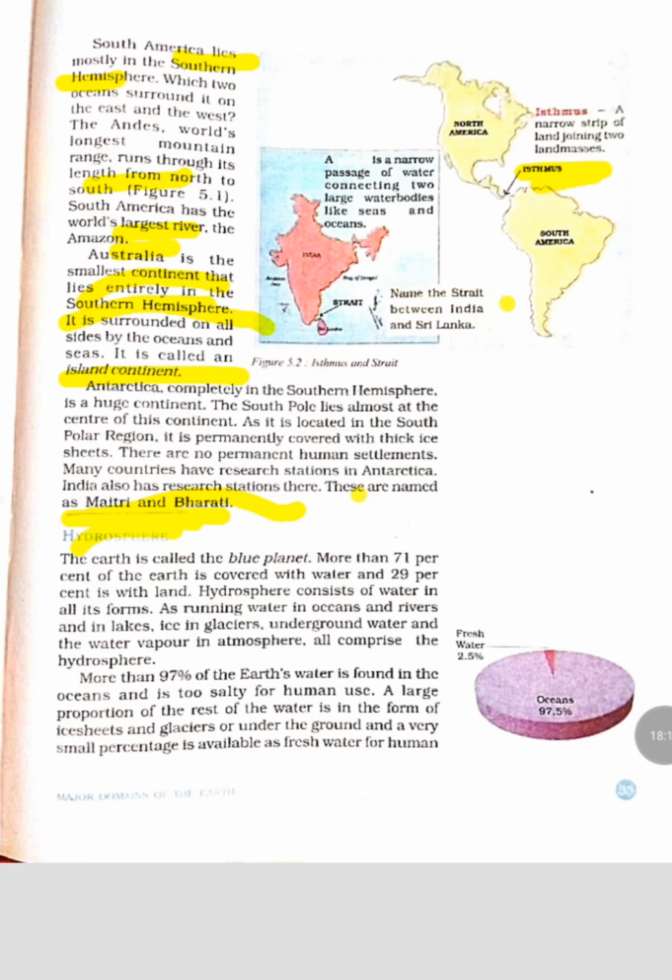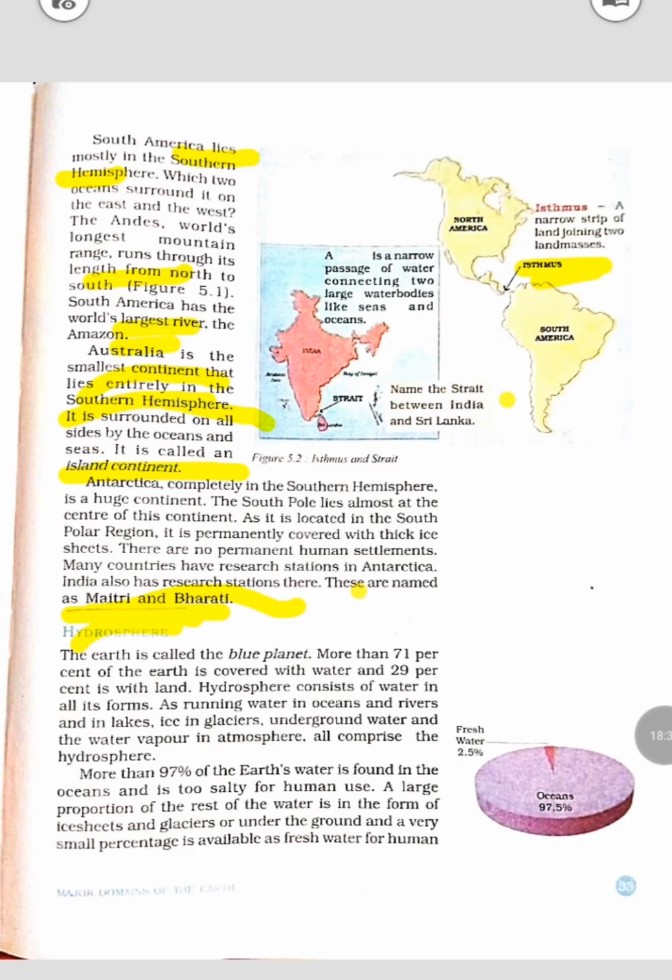More than 97% of the earth's water is found in the ocean. It is too salty for human use. A large proportion of the rest of the water is in the form of ice sheets and glaciers and under the ground, and a very small percentage is available as fresh water for human consumption. There is a lot of water, but clean water is only 0.1%, and the population is booming, about 8 billion. So how is it pressurized?